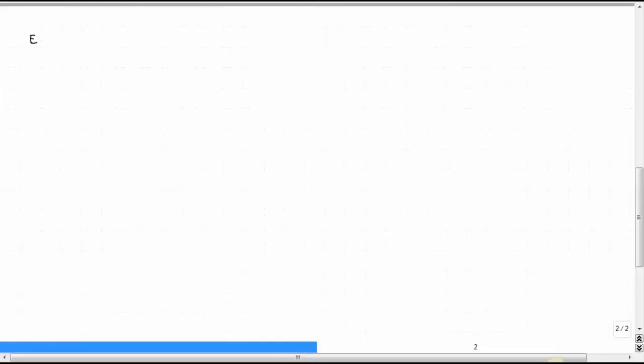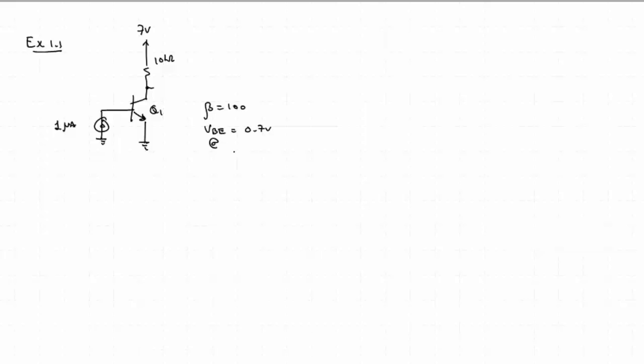So, example 1.1. Let's say that we have a PNP transistor that's grounded and has a current source that is 1 microamp. This is pulled up to 7 volts, and we have a 10 kilo ohm resistor. We're going to assume this transistor, call it Q1, has a beta of 100. We are told that it has a VBE equal to 0.7 volts at 1 milliamp collector current.